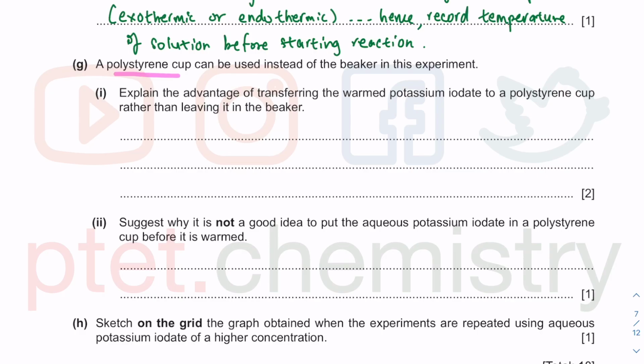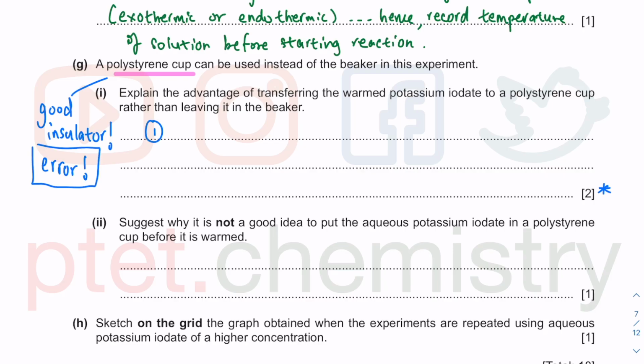Next one, you use a polystyrene cup. So polystyrene is just a polymer instead of the beaker. Explain the advantage of using this warm potassium iodide in a polystyrene cup rather than leaving it in a beaker. So we know that this polystyrene cup is a good insulator. It's kind of like plastic, but it's not exactly like polyethylene plastic. It's a different kind of polymer. So for 2 marks, we got to talk about error. We got to talk about improvement of error, as with any analysis of experimental procedure. The first one, of course, is polystyrene is a good insulator.